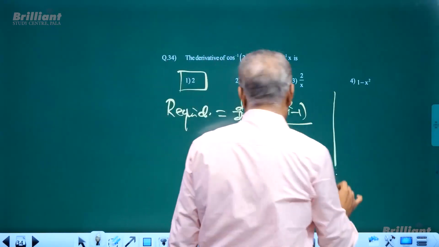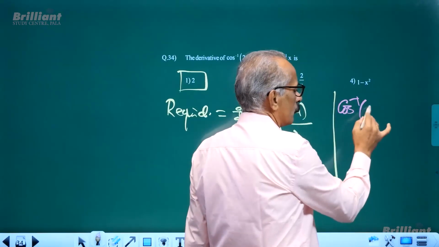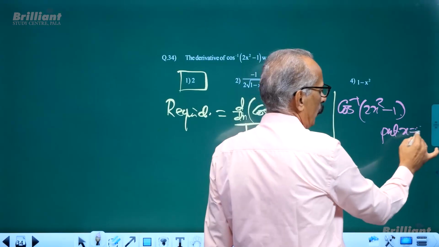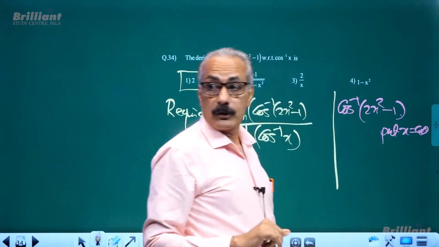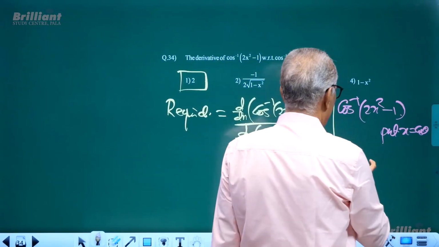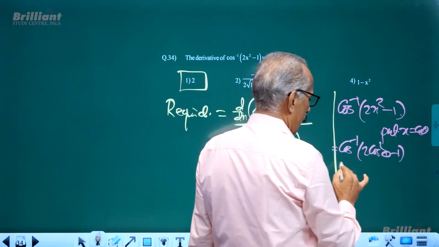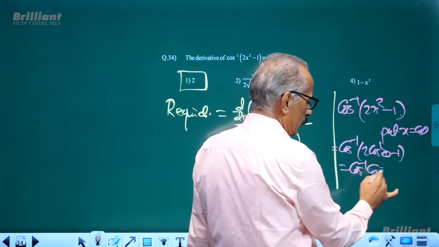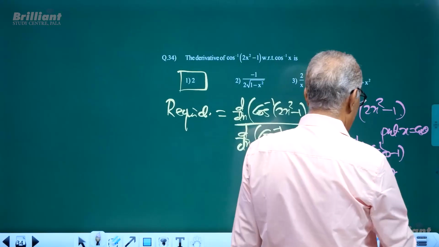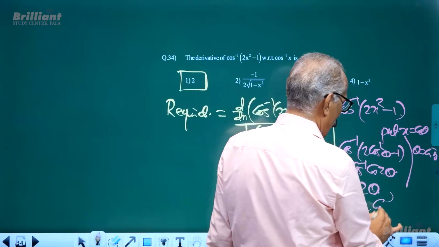Now we will simplify cos inverse of 2x square minus 1. What do we do? Inverse function. Put x is equal to cos theta. Why do we put this? Because we know 2 cos square theta minus 1 is equal to cos 2 theta. Therefore cos inverse of 2 cos square theta minus 1 is cos inverse of cos 2 theta, that is equal to 2 theta. That's in the principal value branch we assume. Theta is equal to cos inverse x here, so 2 cos inverse x.